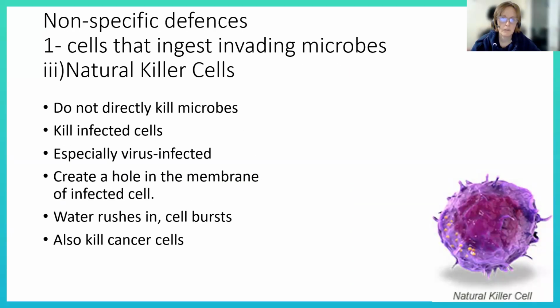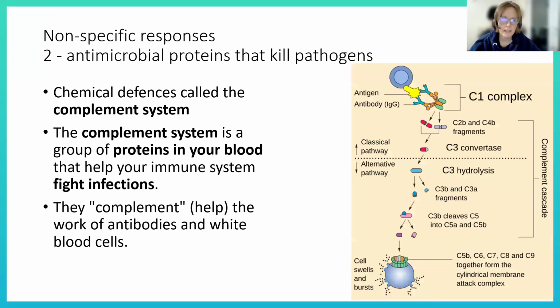So that's your three types of cells that are involved in the non-specific response: macrophages, natural killer cells and neutrophils. Then the second non-specific response that goes on is that there are some special antimicrobial proteins that kill pathogens that are just floating around in our blood.